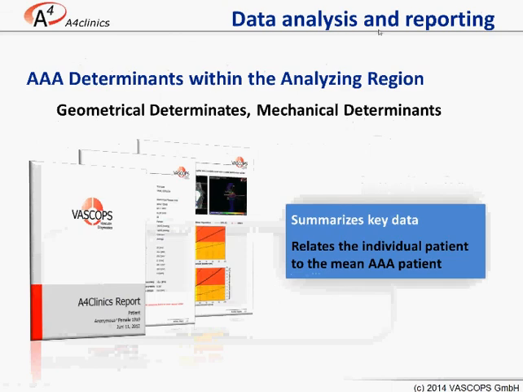Now finally, data analysis and reporting. The final step of the software is that it runs through all this data which has been generated, extracts geometrical determinants and mechanical determinants, and puts this into an illustrative PDF report. Key here is that it relates the individual patient to the mean aneurysm patient in order to get a relative rupture risk assessment.